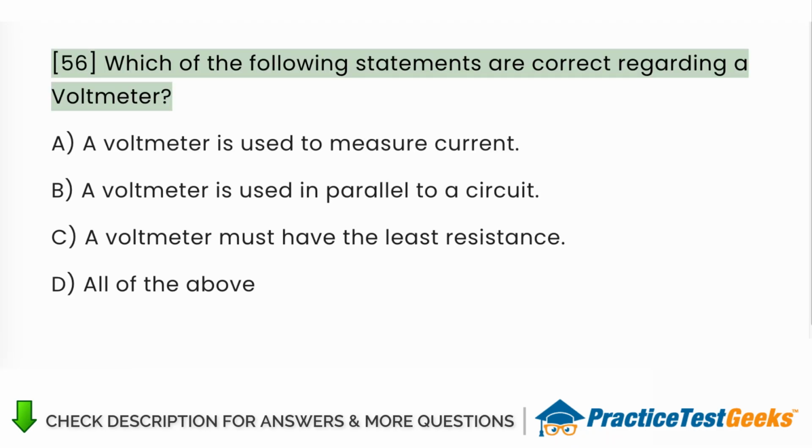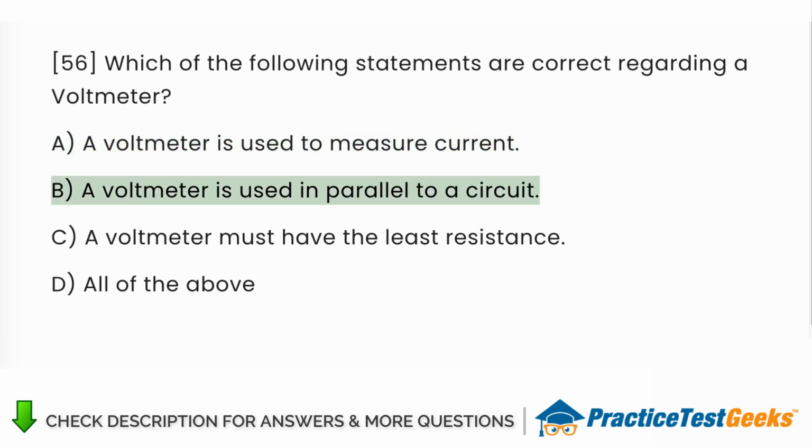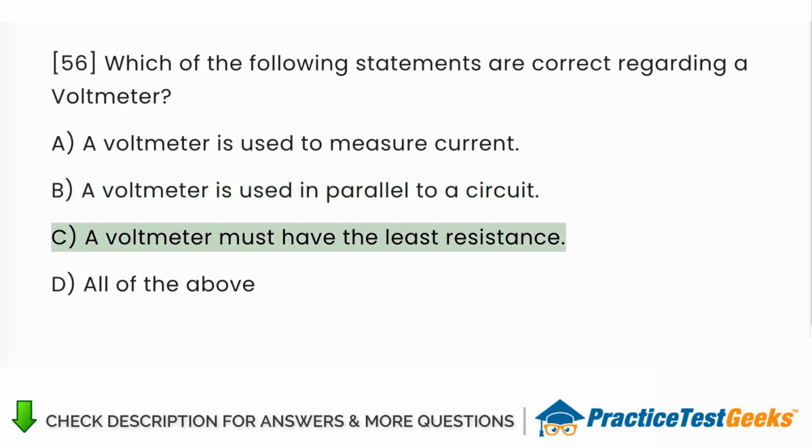Which of the following statements are correct regarding a voltmeter? A. A voltmeter is used to measure current. B. A voltmeter is used in parallel to a circuit. C. A voltmeter must have the least resistance. D. All of the above.